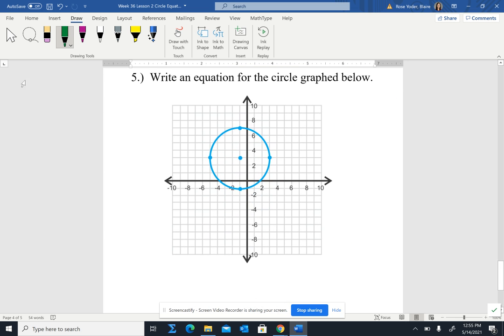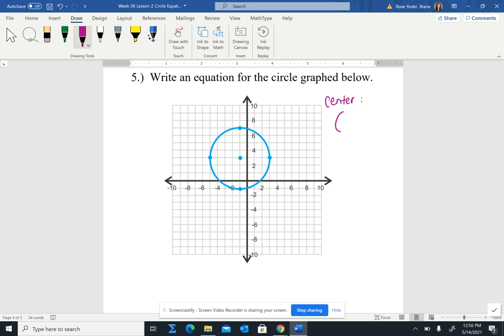All right, I have one last example for you. This is it. We've come to the end. The last example. There is a circle graphed, and it says write an equation for the circle. So what is the center of the circle?